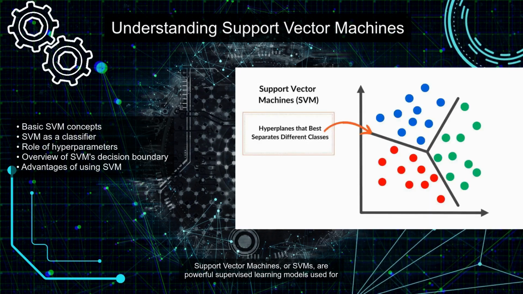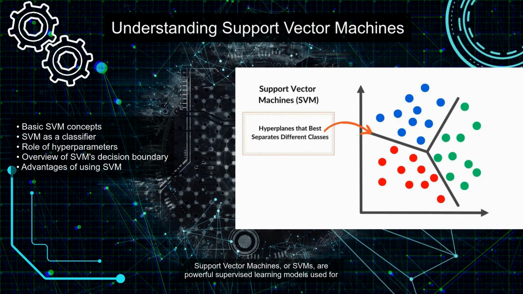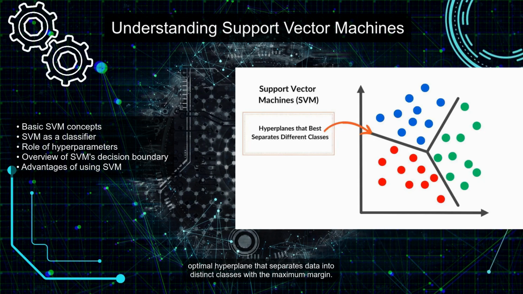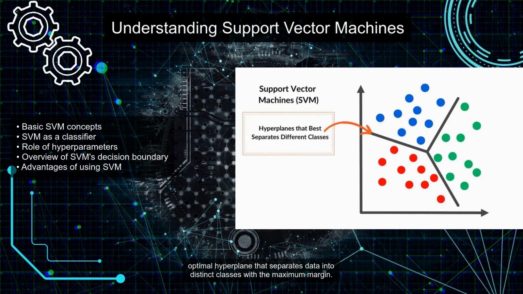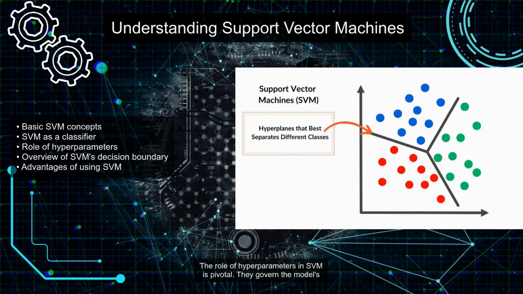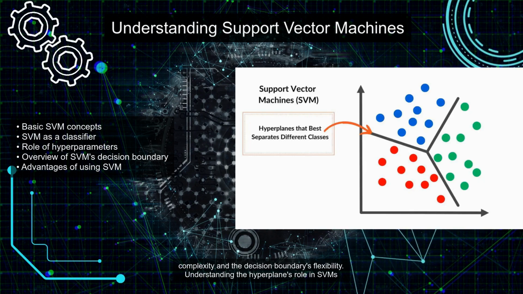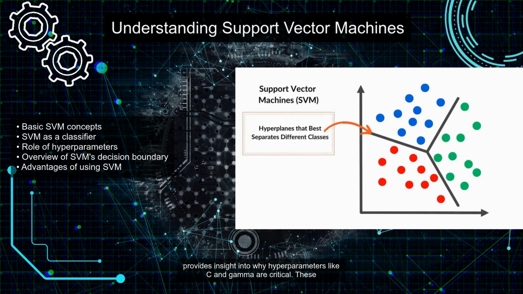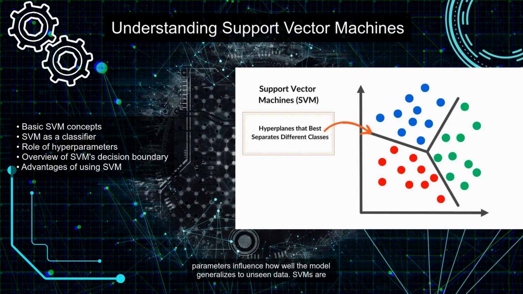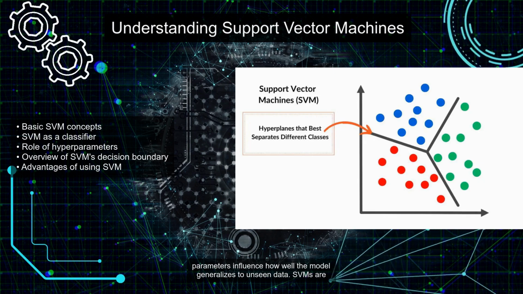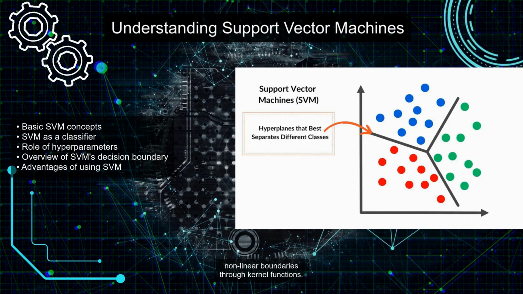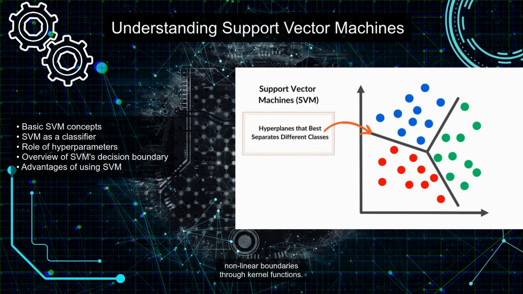Support vector machines, or SVMs, are powerful supervised learning models used for classification and regression tasks. At their core, SVMs aim to find the optimal hyperplane that separates data into distinct classes with the maximum margin. The role of hyperparameters in SVM is pivotal. They govern the model's complexity and the decision boundaries' flexibility. Understanding the hyperplane's role in SVMs provides insight into why hyperparameters like C and gamma are critical. These parameters influence how well the model generalizes to unseen data. SVMs are favored for their robustness in high-dimensional spaces and their effectiveness in handling nonlinear boundaries through kernel functions.